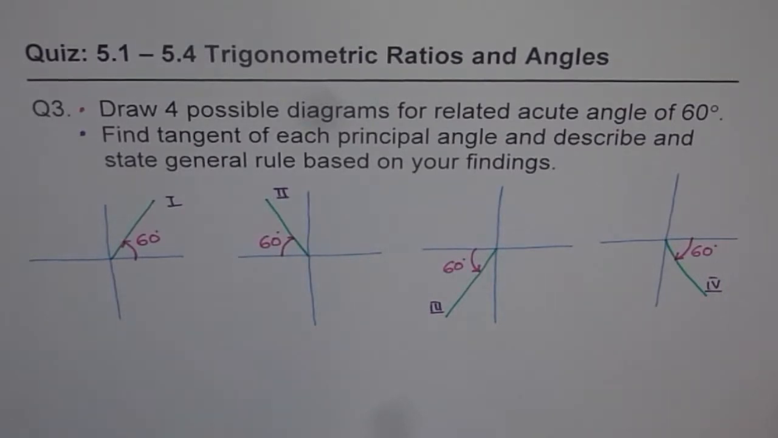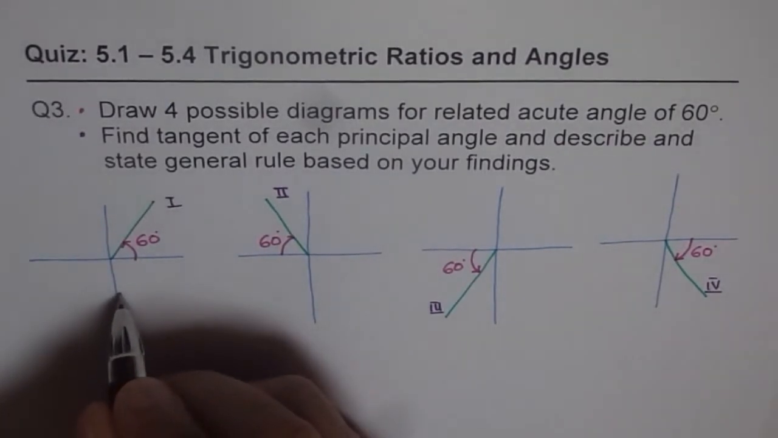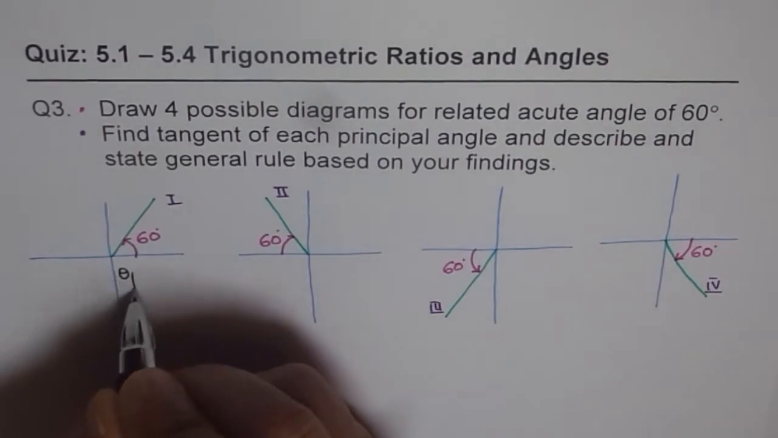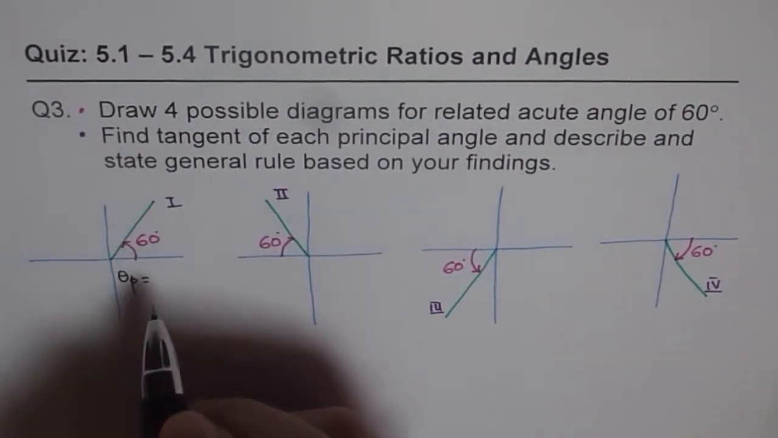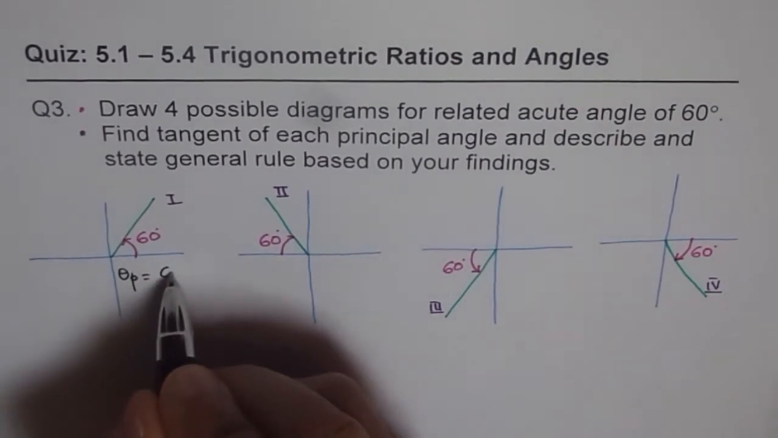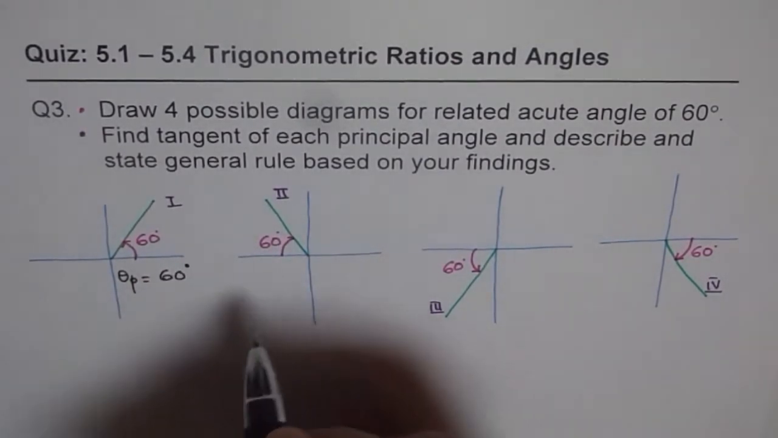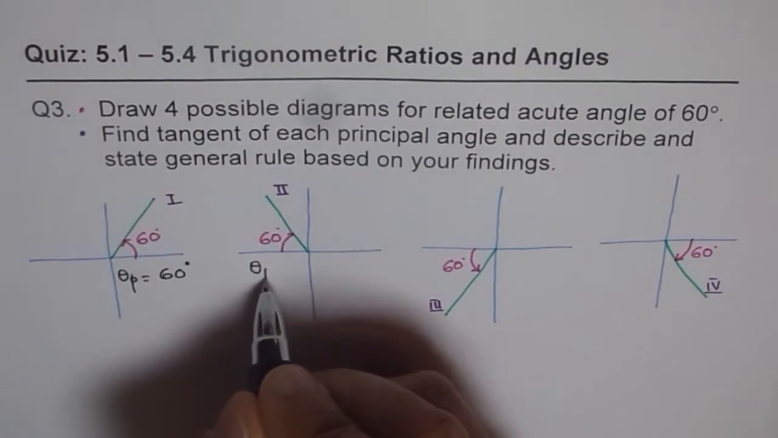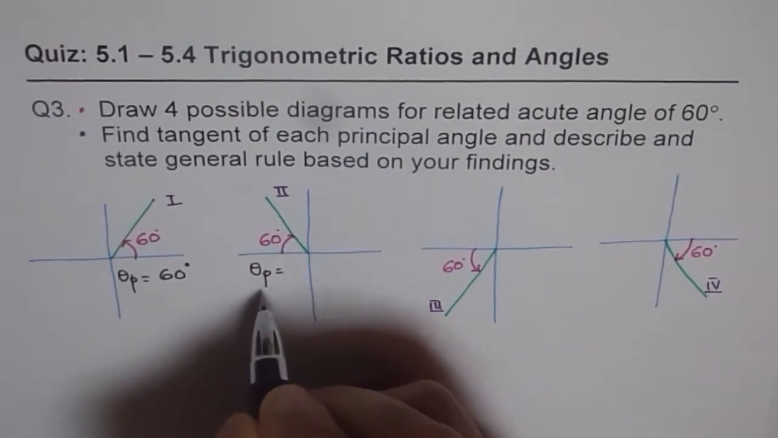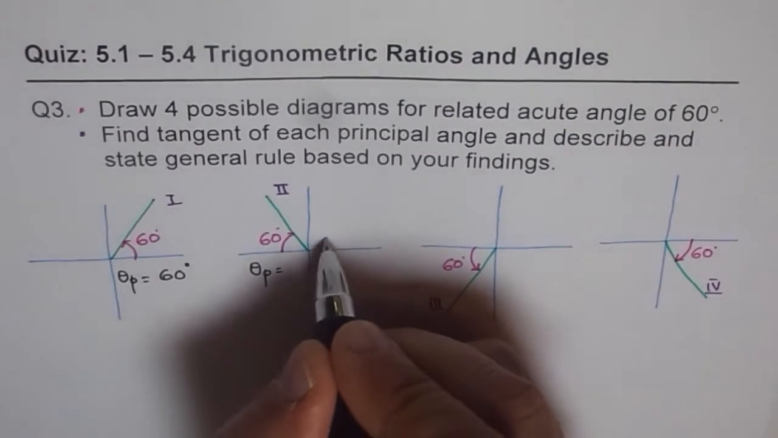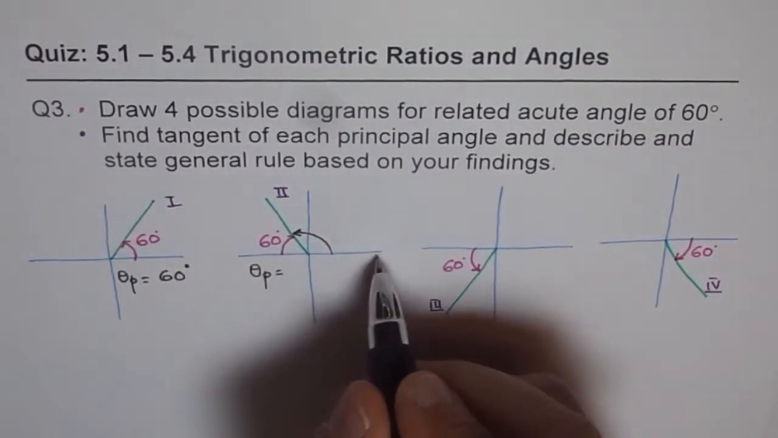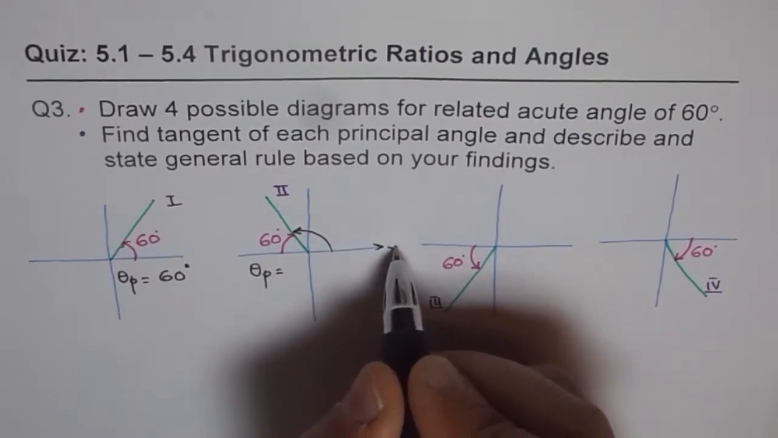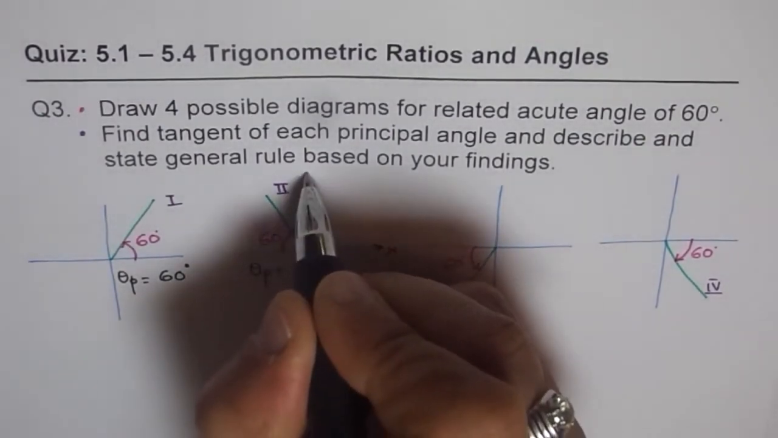So let me first write down what the principal angle is in this case, right? So we'll write theta p as the principal angle. So we say theta p is equal to, in this case, that's the terminal arm, so it is exactly the same as the related acute angle. It is 60 degrees. Now here, what is theta p? The principal angle, theta p, is actually the angle from here. It is always measured from the initial arm, which is along the positive x-axis, correct? So this is positive x-axis, and that is the y-axis.